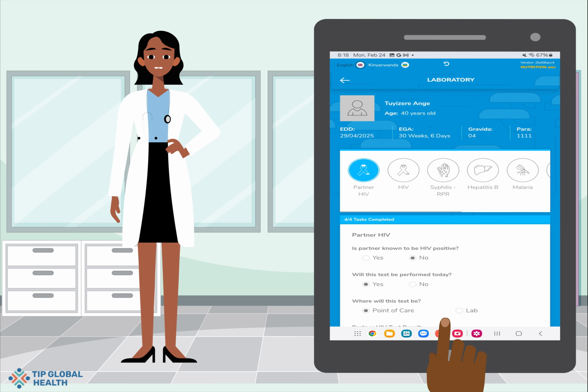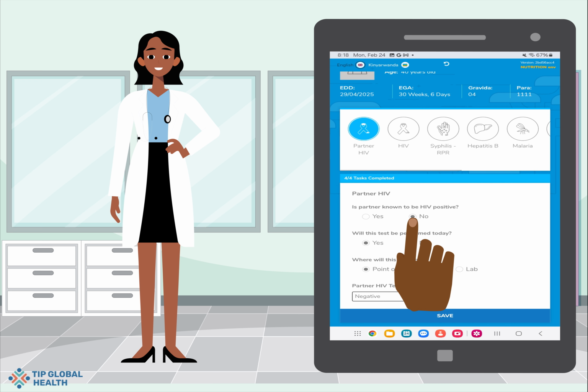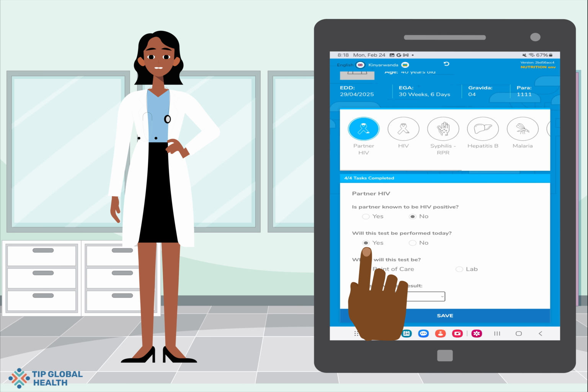We now order and document essential ANC lab tests. Her partner is negative, so I select no. The test will be performed today and it will be done at point of care. Point of care just means that it will be performed at the moment. The test result is negative.